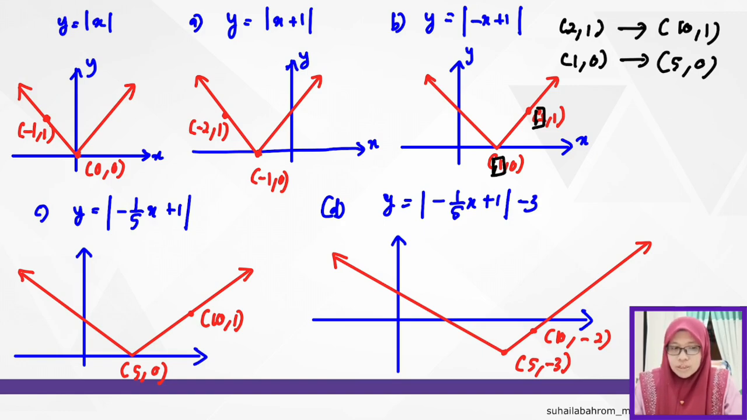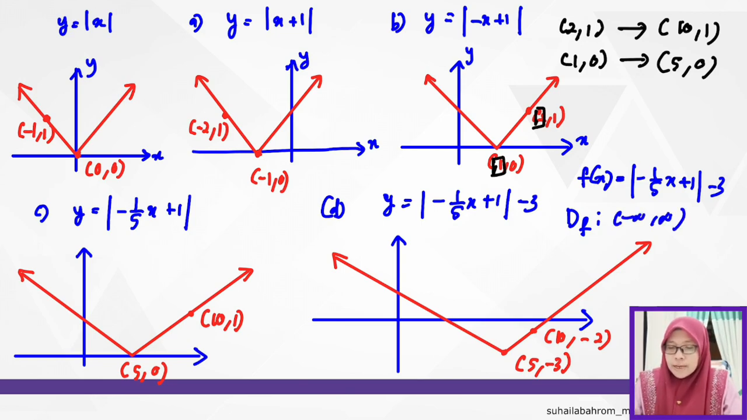And then what you have to do here is determine the domain and range. What is the domain for the function f? Let's write down the final function first. This one I put in terms of y, so we need to put it in terms of f. Therefore, the last function after the transformation technique is negative 1 over 5 x plus 1 minus 3. And how about the domain of this function? Since there is no restriction on the values of x, our domain is negative infinity to infinity.